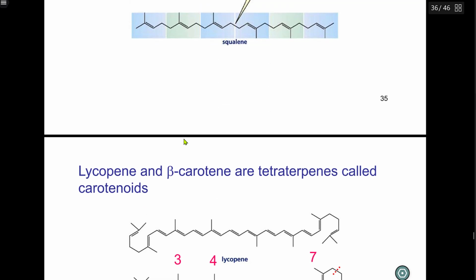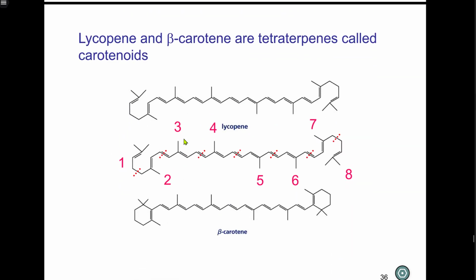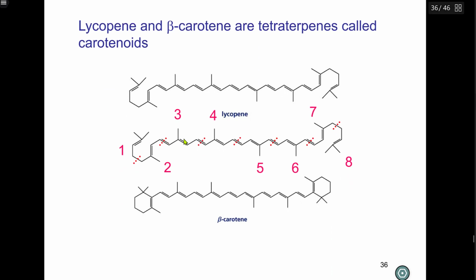Now, lycopene and beta carotene are important because they're found in things like tomatoes, carrots, this bright fruit, and that part of the coloring of the fruit comes with a high degree of conjugation throughout the molecule. But if you take beta carotene and you split it in half, you get 2 molecules of vitamin A, which is what we associate with good vision health and things like that.